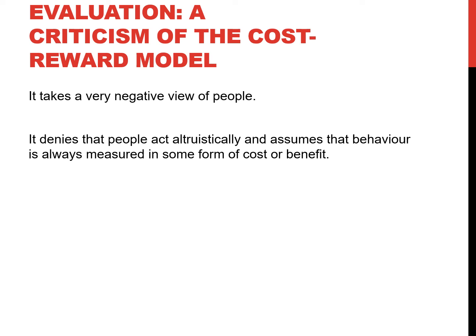So it denies that people act altruistically and assumes that behavior is always measured in some form of cost or benefit. So there are some instances when we help people, we don't really weigh the cost or benefit. But this model specifically said that before helping, we do weigh the cost and benefit, but actually it's not true. Okay, so we can criticize it as not accurate.